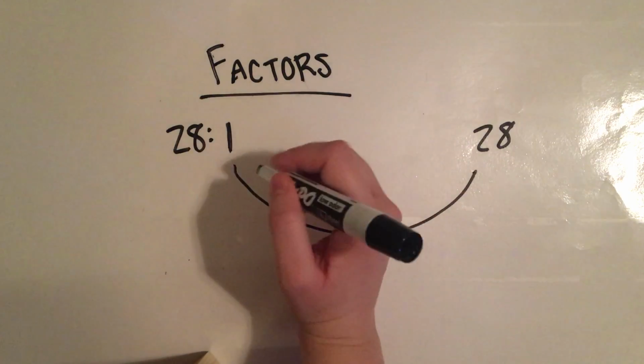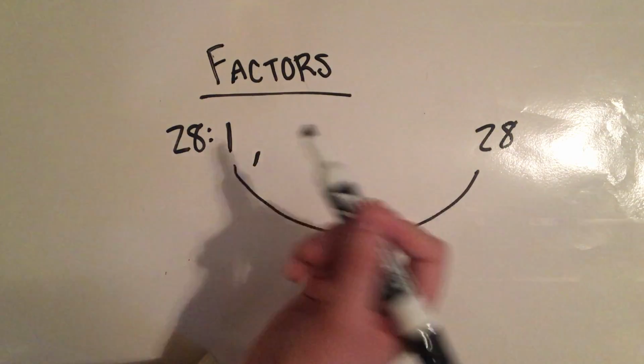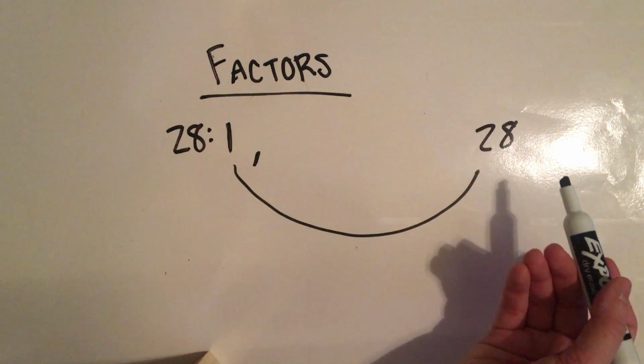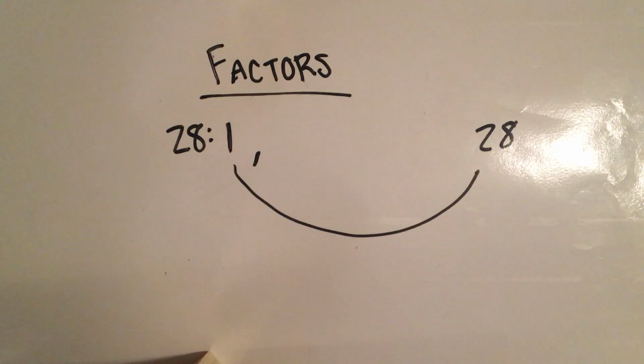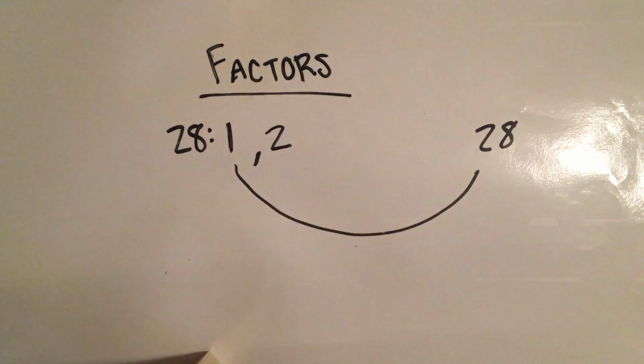From here, we're just going to use our divisibility rules going right down the line. So we can see that 1 times 28 will give us 28. The next number after 1 would be 2, so we're going to use our divisibility rules to figure, is 28 divisible by 2? And we know that 28 is an even number, therefore we know it has to be divisible by 2. So we know 2 times something equals 28.